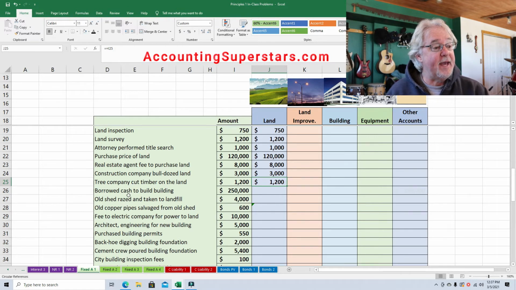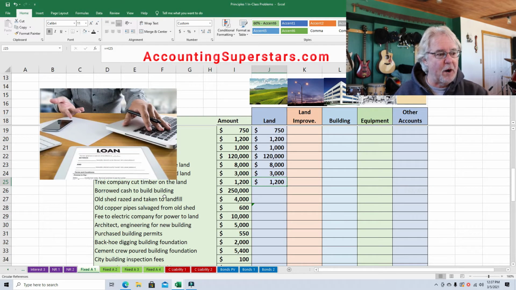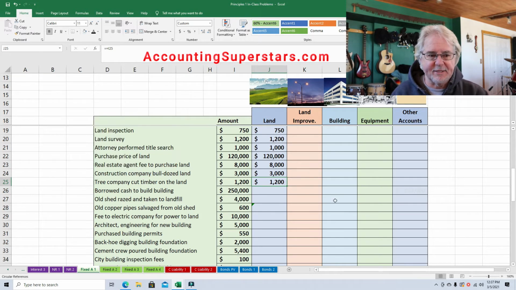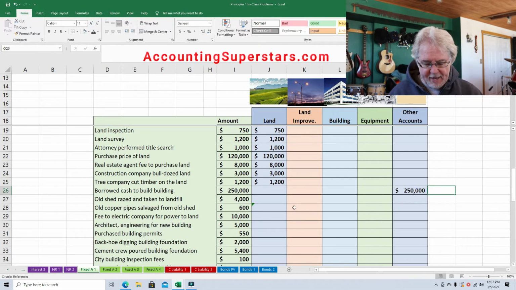Now, borrowed cash to build a building. All Fred did was borrow money. He's not building the building quite yet. So what this is going to be is other. We're going to put it over here, other. And this would be a note payable. So I'll make a note here. Note payable. There we go.